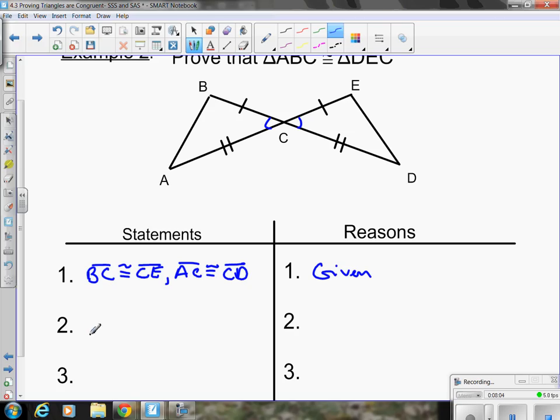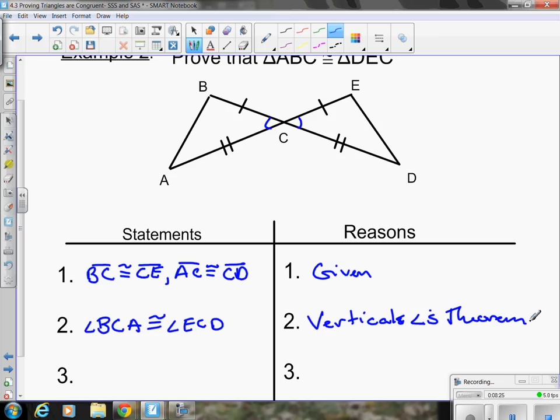Okay, angle BCA is congruent to ECD. And why is that? Vertical angles. And now I have a side, the angle between the two sides, and another side. So this is the side, angle, side.